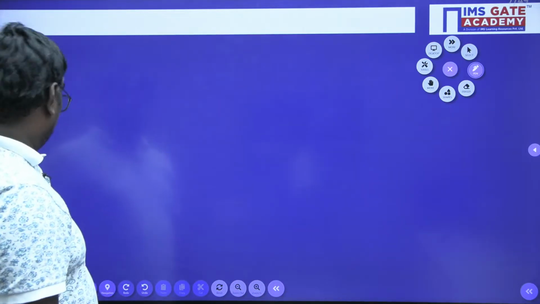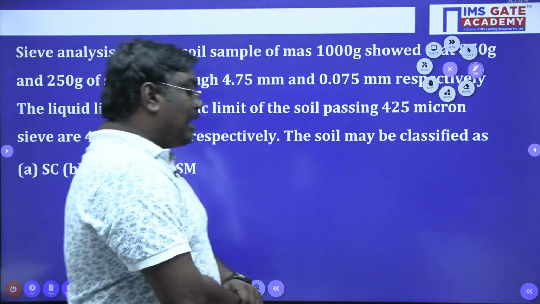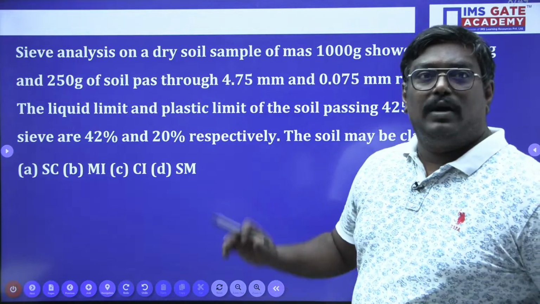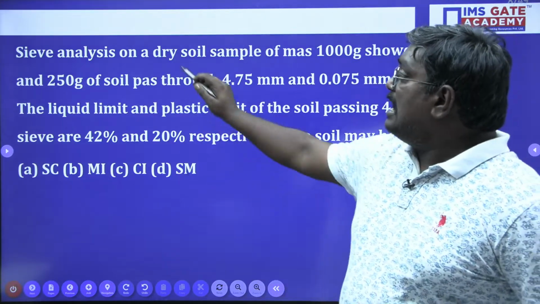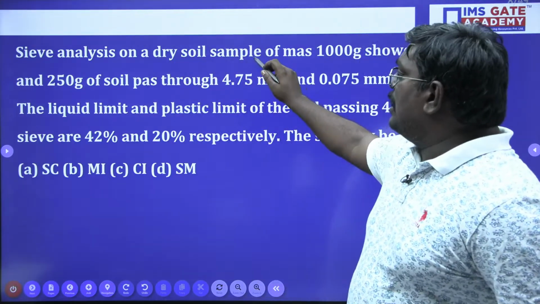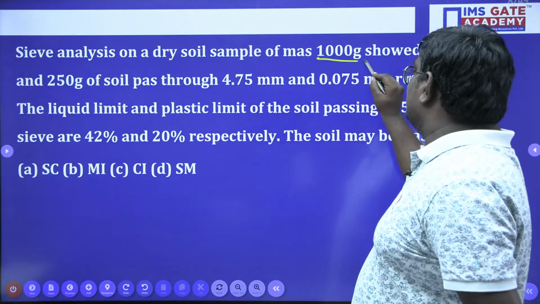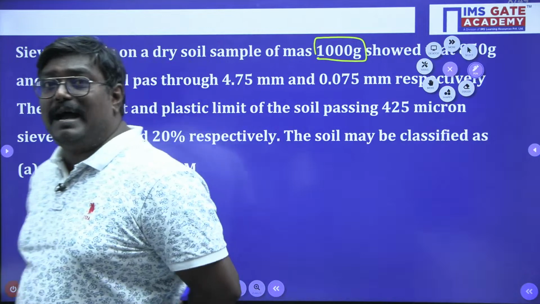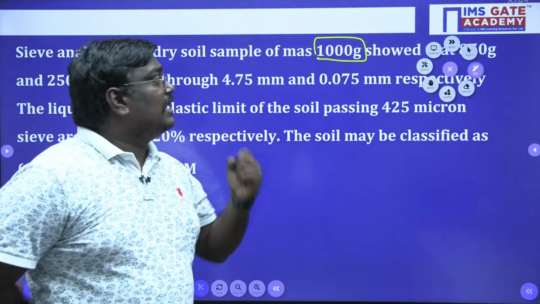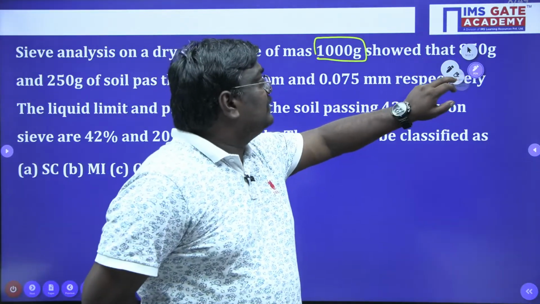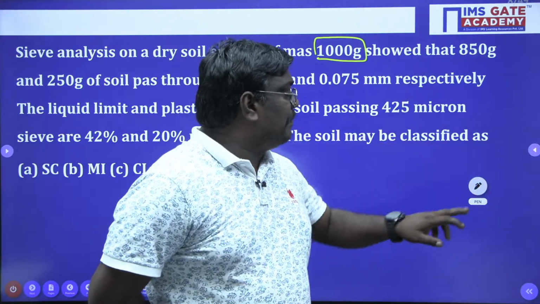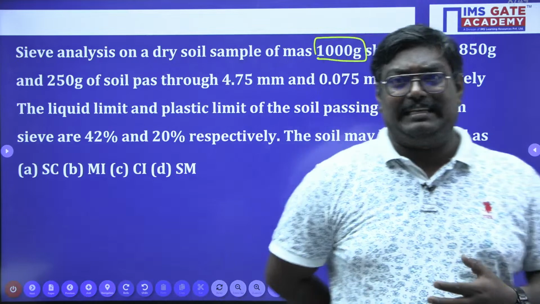Very good, very good. Now we have another beautiful question, my dear students. A sieve analysis on a dry soil sample of mass, what is the mass, my dear students? On a dry soil sample of mass 1000 grams showed that, see my dear students, this is a very, very important problem, and these types of problems can be asked in the GATE exam.